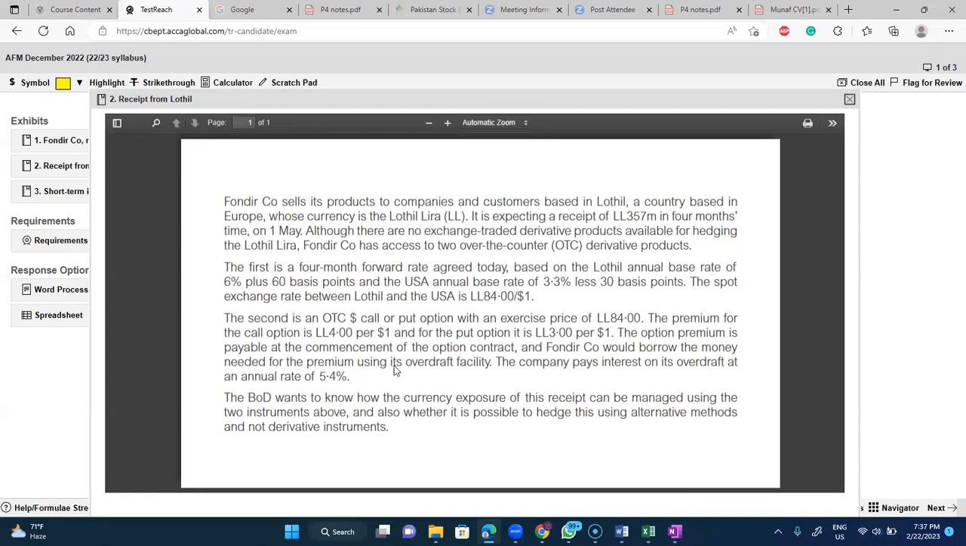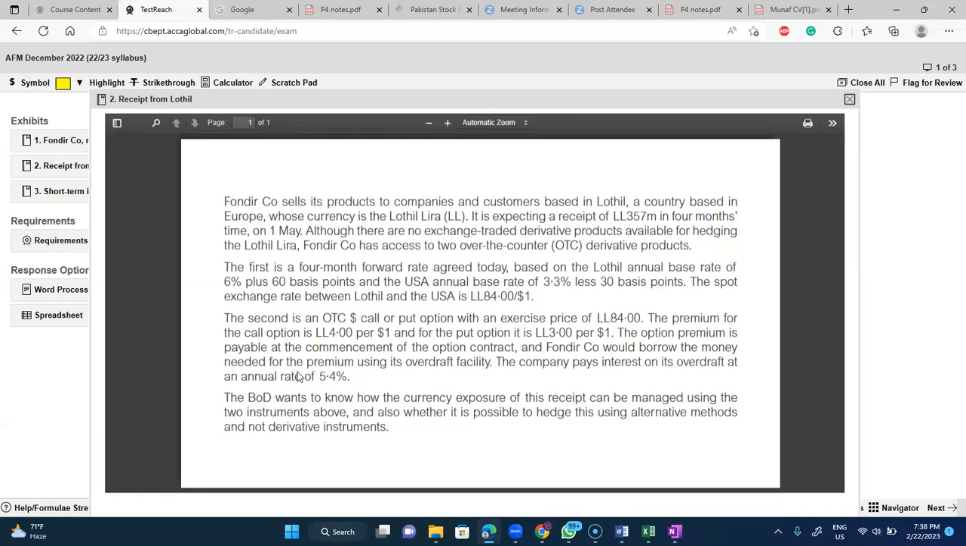The second is an OTC call or put option with an exercise price of 84 LL. Premium for the call option is LL4 per dollar, and for the put option it is this. Option premium is payable at the commencement of the option contract, and the Fondir company would borrow the money needed for the premium using its overdraft facility. The company pays interest on its overdraft at an annual rate of 5.4%.